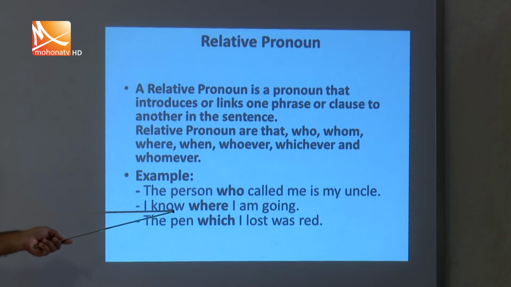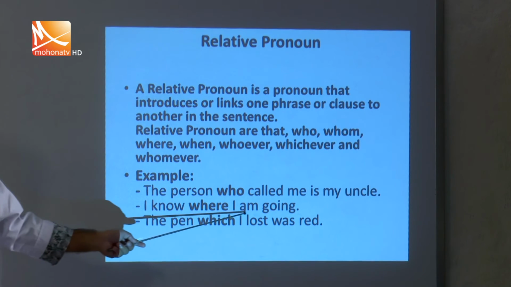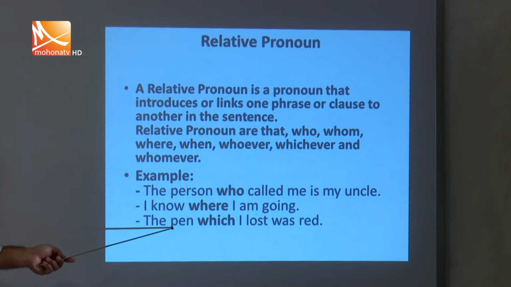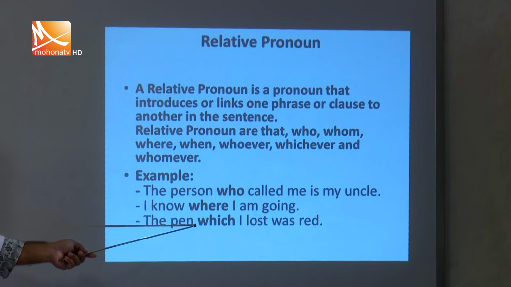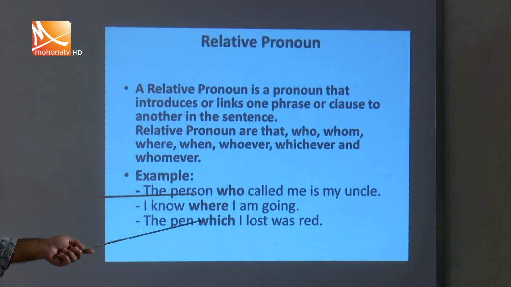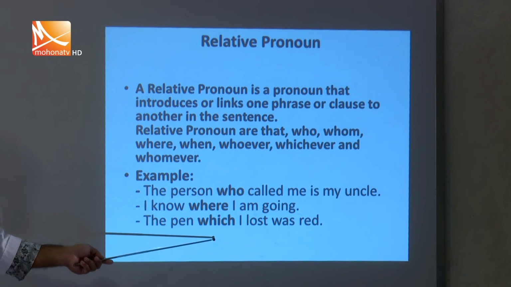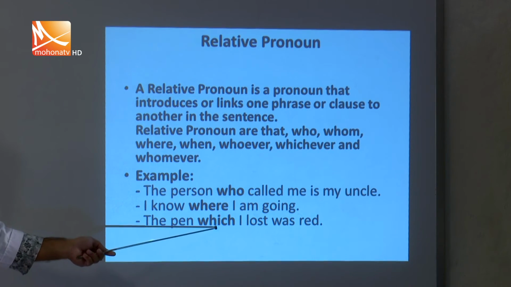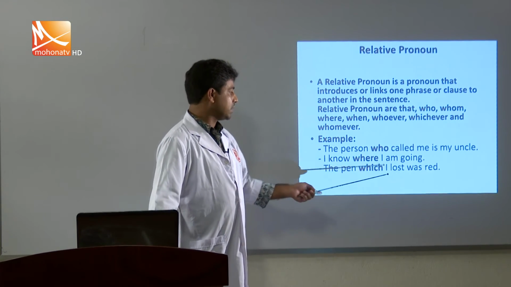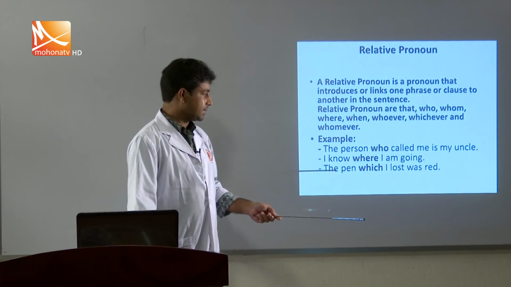In the very next sentence, I know where I am going. In this sentence, I know is a clause and I am going is another clause. The two clauses are connected by where. The pen which I lost was red. In this sentence, which is also used as a relative pronoun, because it makes a relationship between the pen and I lost was red, between these two clauses.